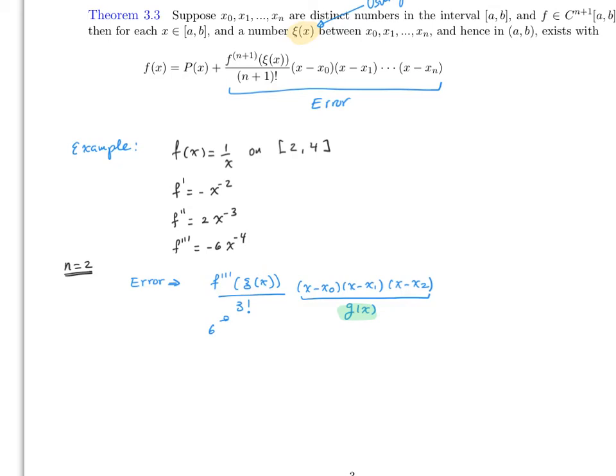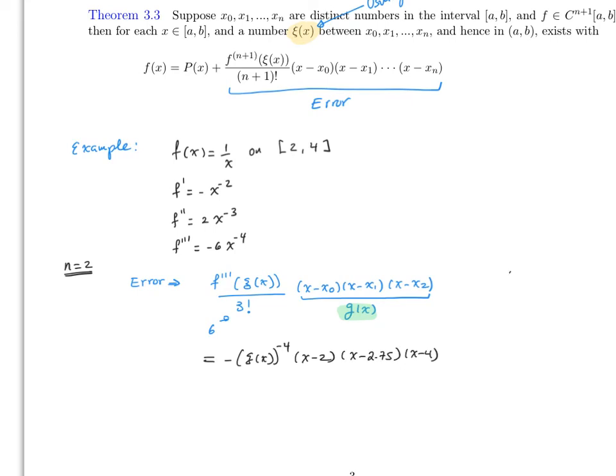Then this is equal to minus the Cauchy of x to the negative 4 from here, divided by 6. The 6 cancels, so you end up just with negative. So this part gives you this, and then times x minus 2 times x minus 2.75 times x minus 4. Okay.